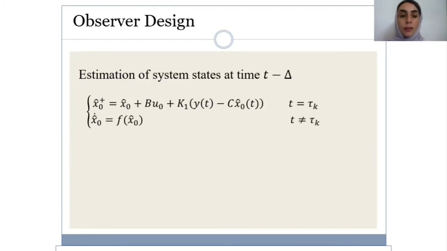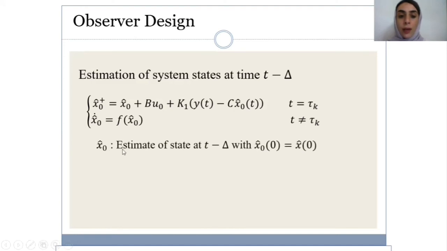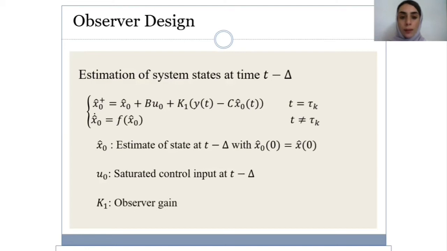The first part is the estimation of the delayed state, or the estimation of the state at time t minus delta. In this equation, x0 is the estimation of the state at time t minus delta, and u0 is the saturated control input at time t minus delta. Also, k1 is the observer gain.